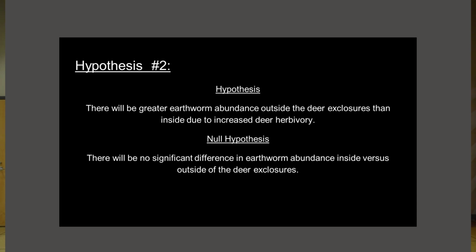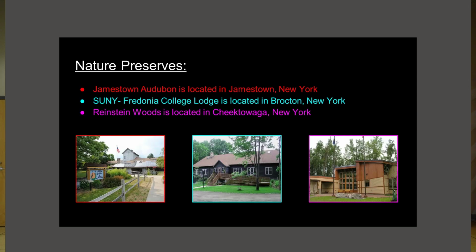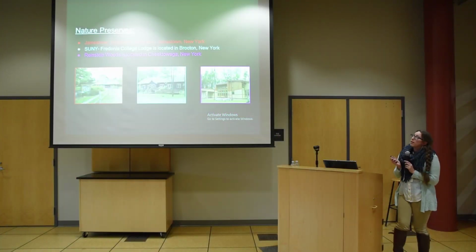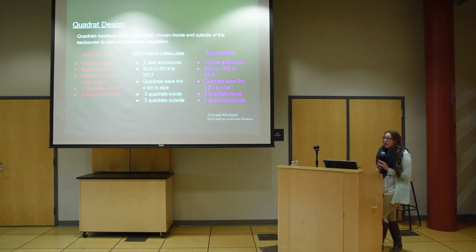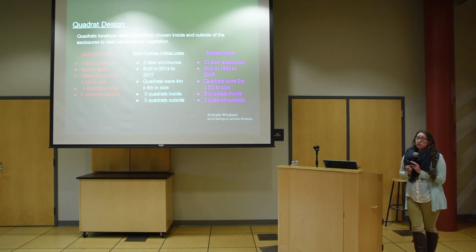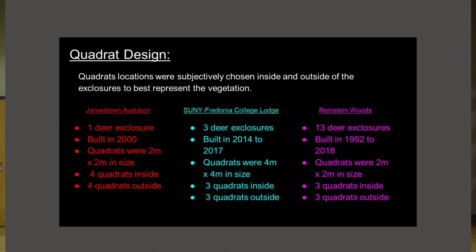And these are the sites that I went to visit. Jamestown is down here, and this is Jamestown Audubon, which is located in New York. This is our SUNY Fredonia College Lodge, which is located in Brockport, New York, as well as Rhinestein Woods, which is located in Cheektowaga. At each of these locations, the plots were subjectively chosen inside and outside for the best representation of the vegetation in those areas.